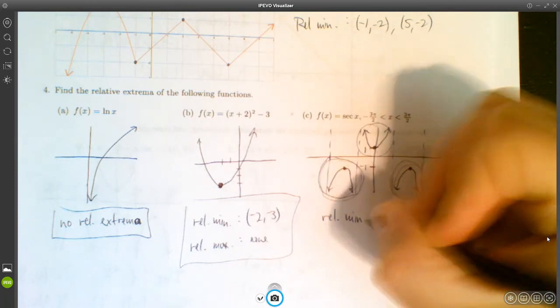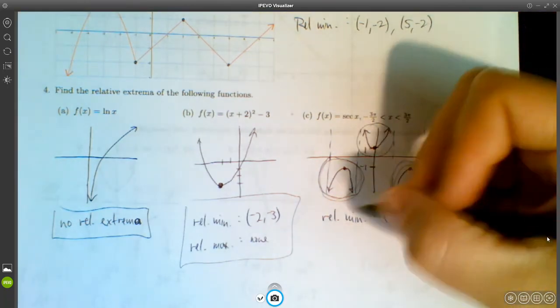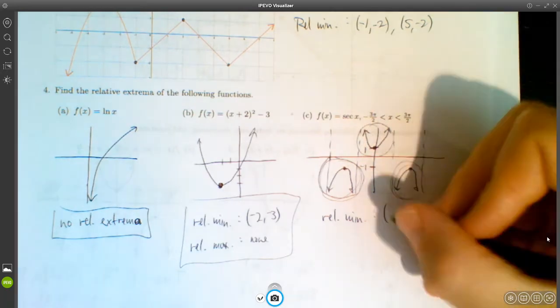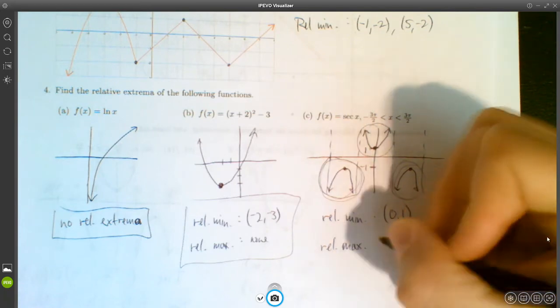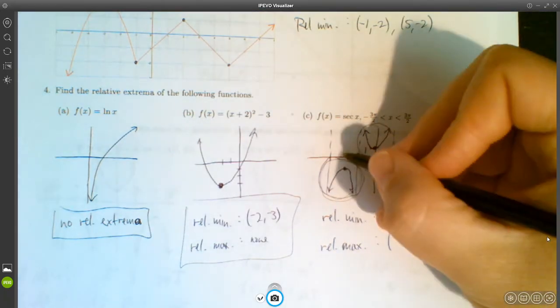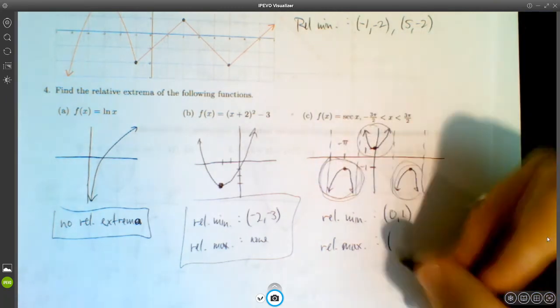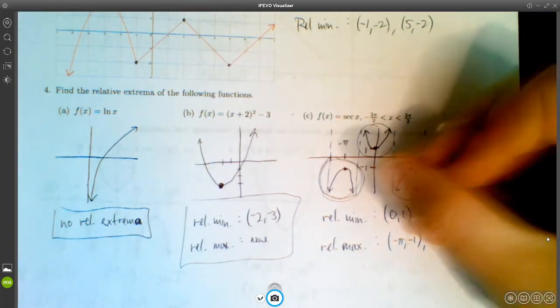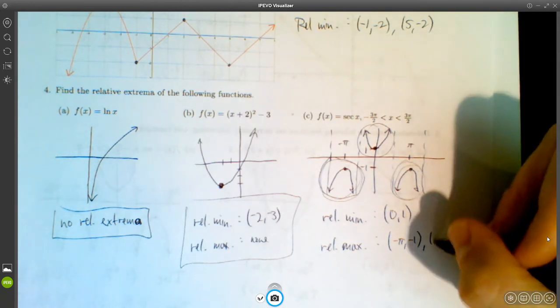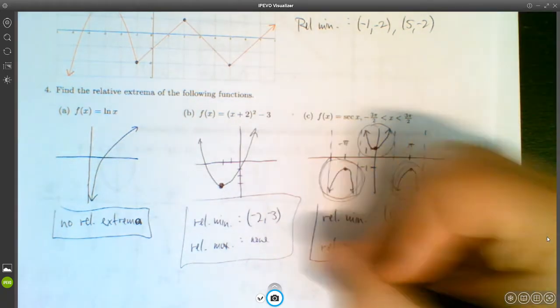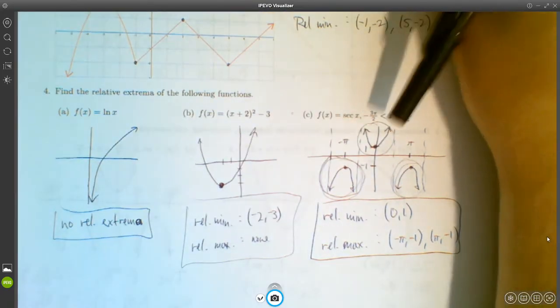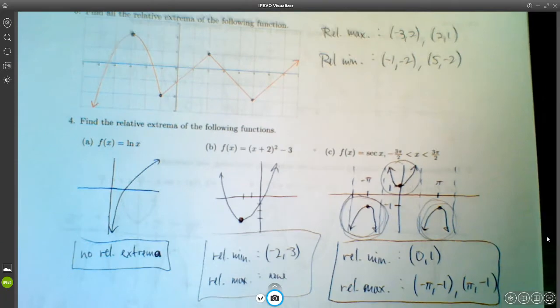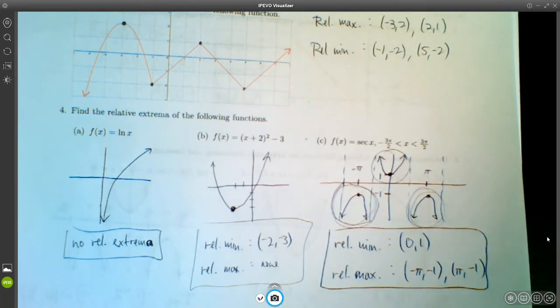So we only have one relative minimum. It's this point right here, the point 0, 1. Our relative maxima, this one we do have two of. We have a relative maximum here at -pi, -1, and then another one over here at +pi, -1. Okay. So there you go. Relative minima and maxima, or in other words, relative extrema. That's how those things work. This is going to be a big topic in calculus.